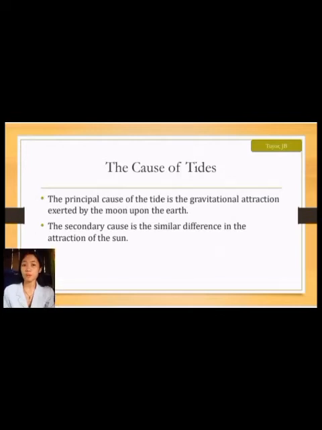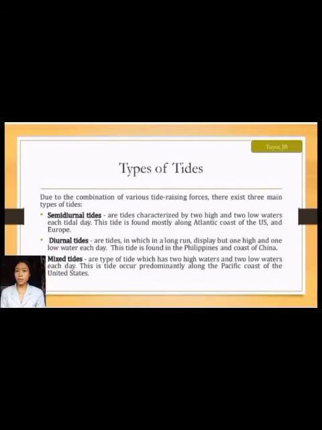And as we all know, the periodic nature of the tides is a purely astronomical phenomenon resulting from the daily rotation of the earth about its axis and its annual revolution about the sun and the moon's monthly revolution about the earth. Due to the combination of various tide-raising forces, there exist three main types of tides.